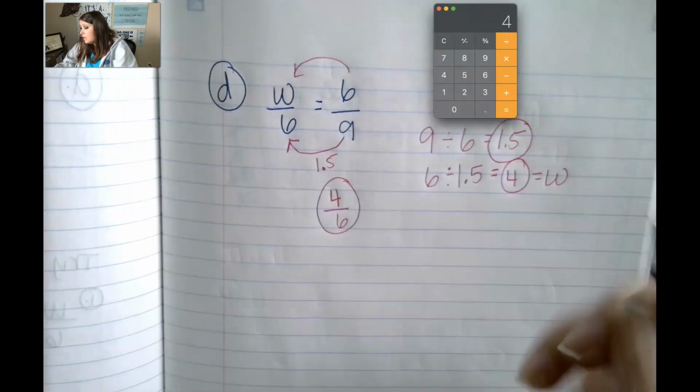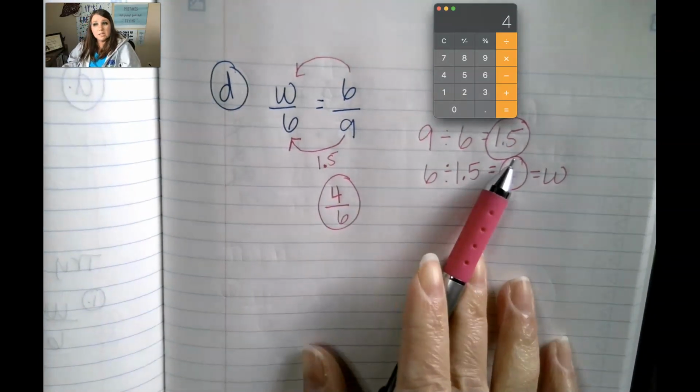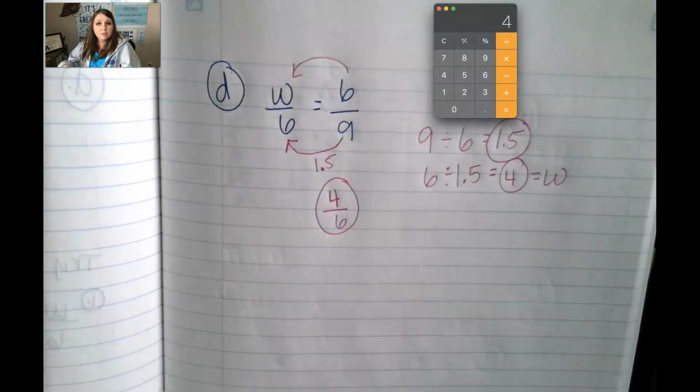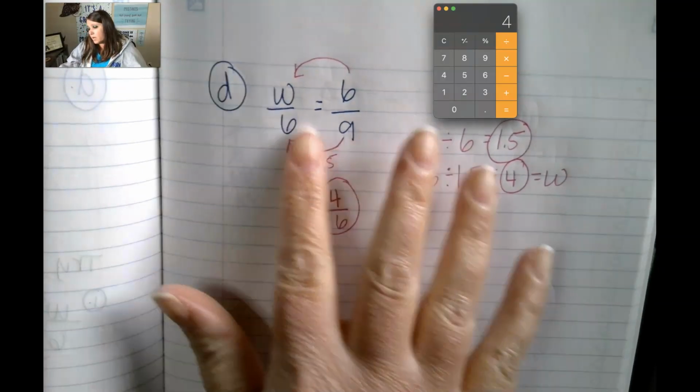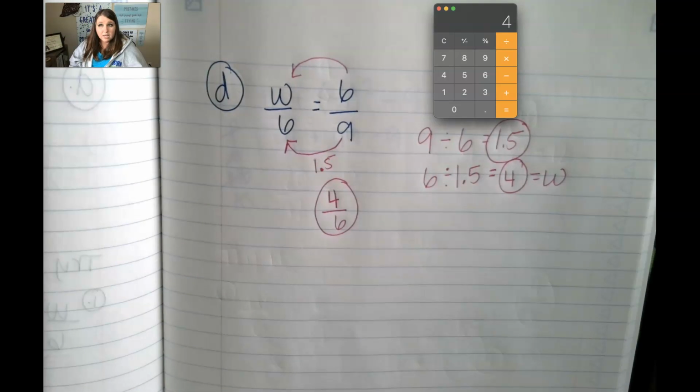So it works the same way using decimals as it did using whole numbers. So just when you notice that you're not able to get from one to the other, just pull out your handy dandy calculator and let it help you out.